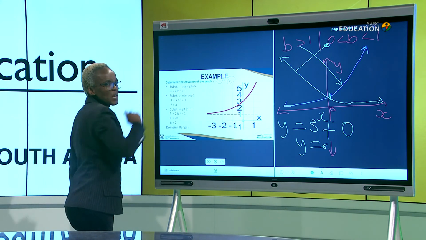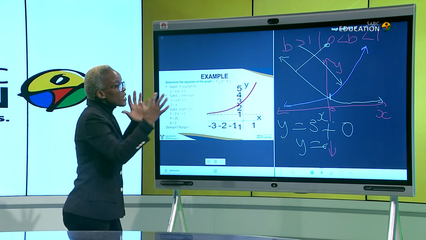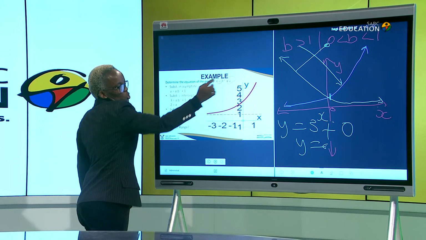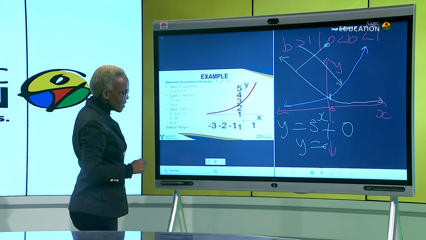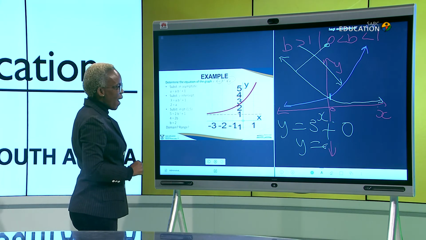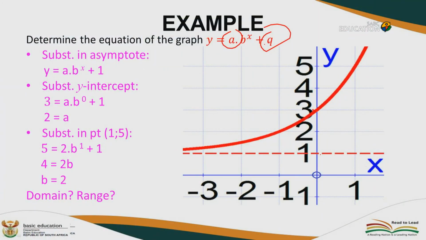So you first substitute your asymptote. You analyze what you have in front of you before you start, so that you understand what is given and can use it. So we first substitute our asymptote. There is our asymptote at y equals 1. Now, we are given the y-intercept at (0; 3). That's where the graph cuts the y-axis. So our x is 0 and our y is 3. So we can get a, and our a is 2.